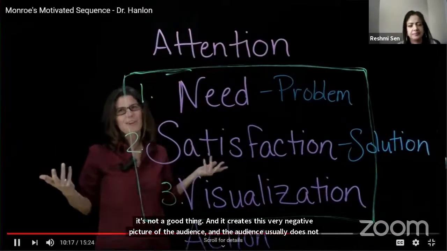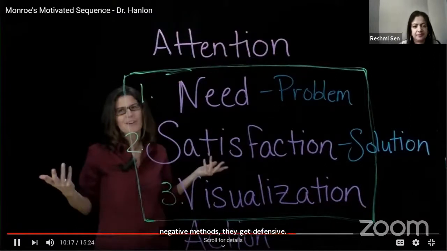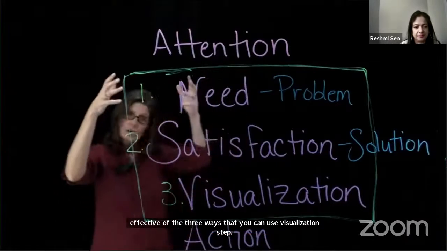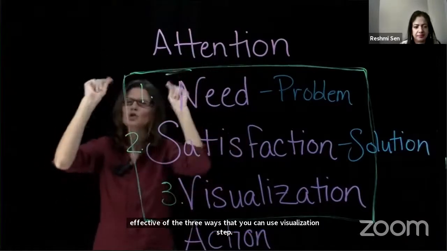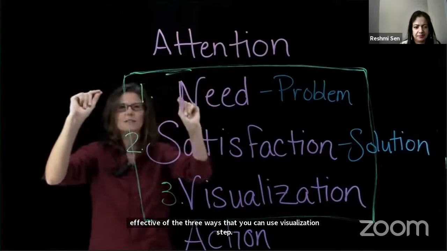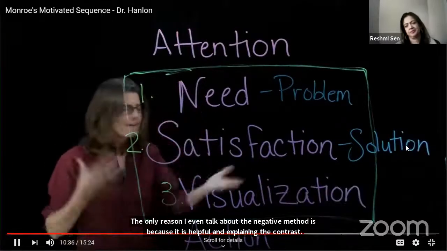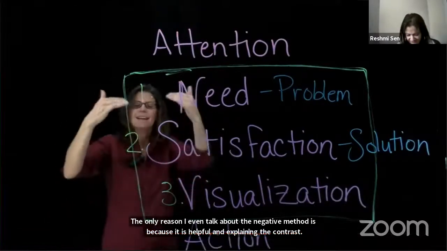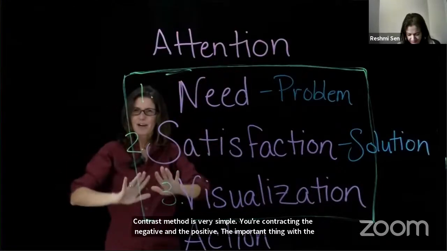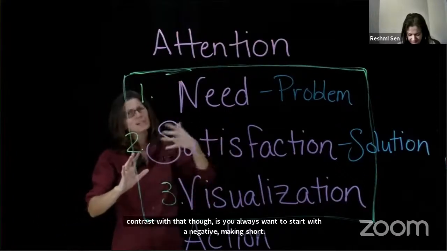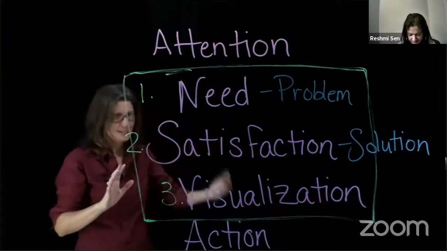The contrast method is very simple. You're contrasting the negative and the positive. The important thing with the contrast method, though, is you always want to start with the negative and make it short. Don't get too much into it. Don't get the audience angry with you. Before they have a chance to get angry, say, no, that's not the type of person you are. You're not like that. You're not going to do that. And switch into the positive and say, this is the type of person you are, and this is what you did, and this is how it changed. So it has a much nicer appeal to it.